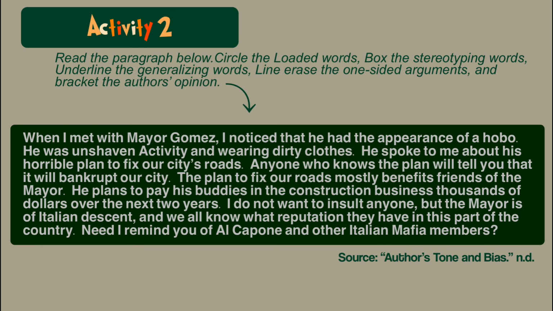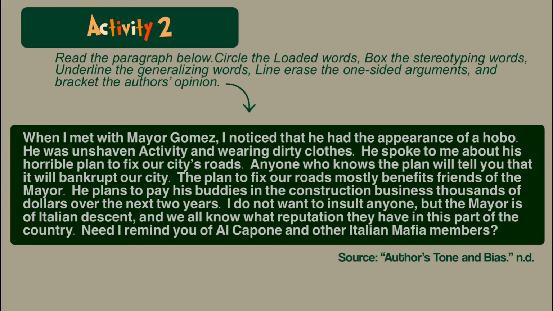Activity 2. Read the paragraph below. Circle the loaded words. Box the stereotyping words. Underline the generalizing words. Line erase the one-sided arguments. And bracket the author's opinion.